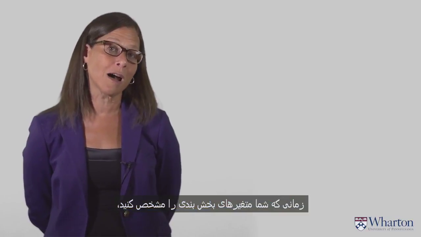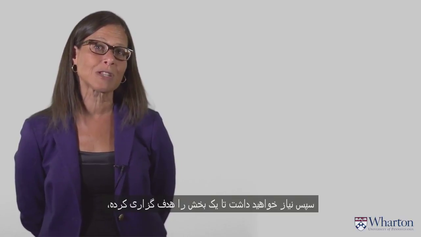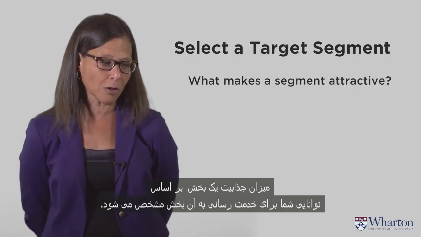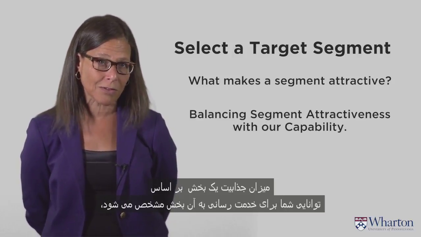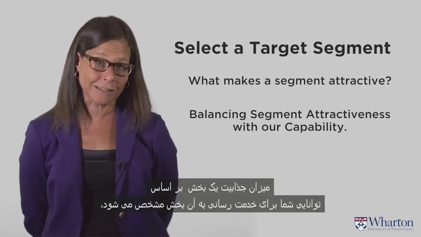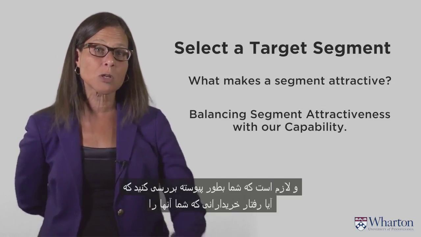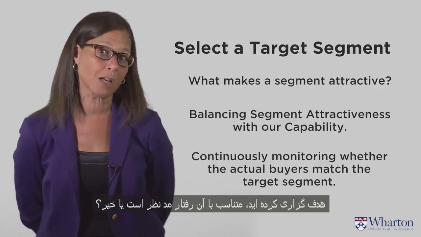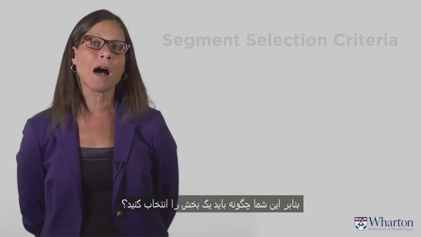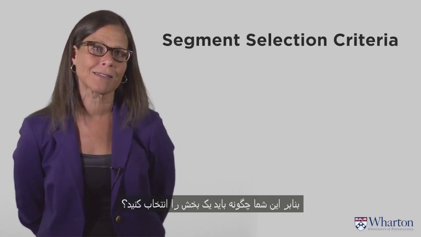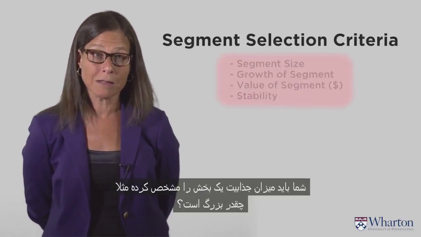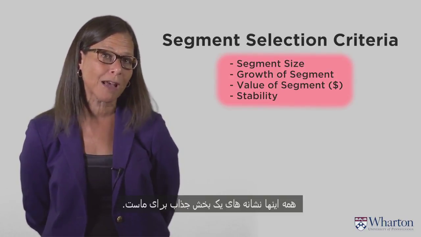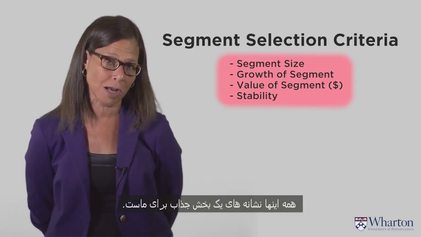Once you define your segmentation variables, then you need to select a target segment. So what makes a segment attractive? You need to balance the attractiveness of the segment with your capability to deliver to that segment. And you need to constantly monitor whether the actual buyers that you're targeting are matching what you think they should be doing. So how do you pick this segment? You determine the attractiveness of the segment. How big is it? How much growth is there? How much money do they have to spend? How stable is it? All of these are signs of an attractive segment.